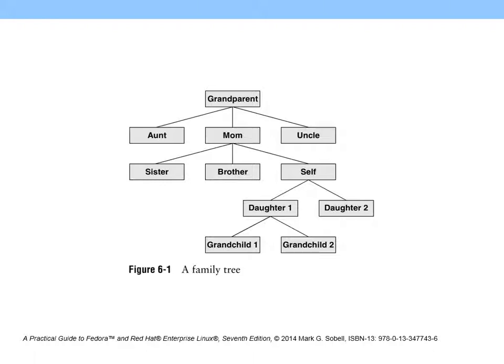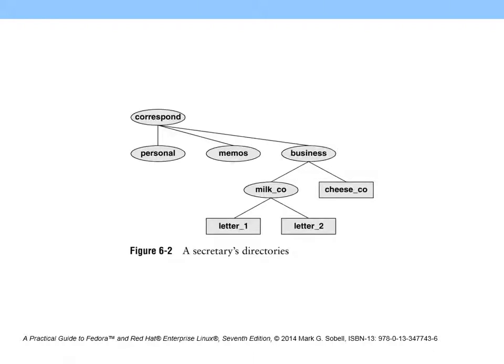A family tree. Y'all are familiar with seeing family trees, right? Start with your grandparents, your aunts, uncles, your mom or your dad. Then you have your sister, brother, and you, and then your kids and your grandkids, right? Lineage. What is this terminology? It's a directory tree structure, right? Family tree, directory tree. Kind of makes sense, right? What about if you're a secretary?